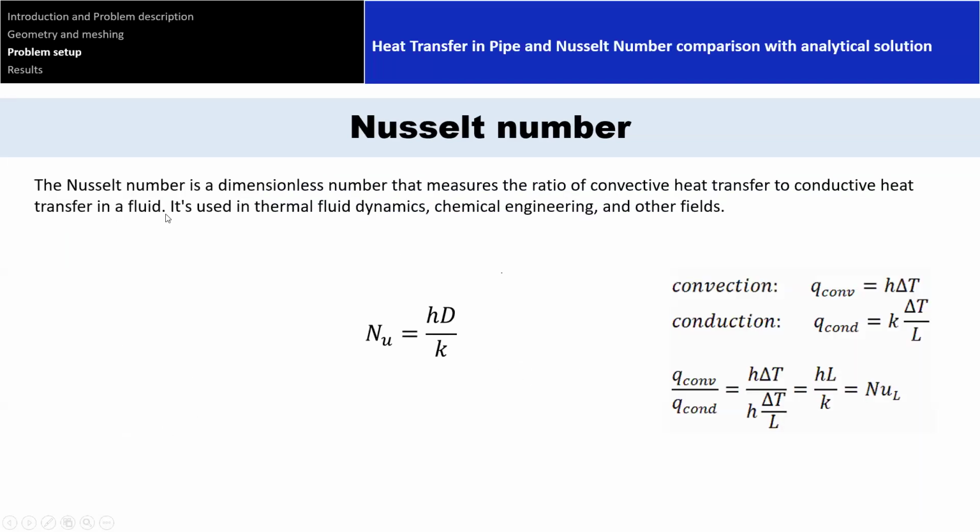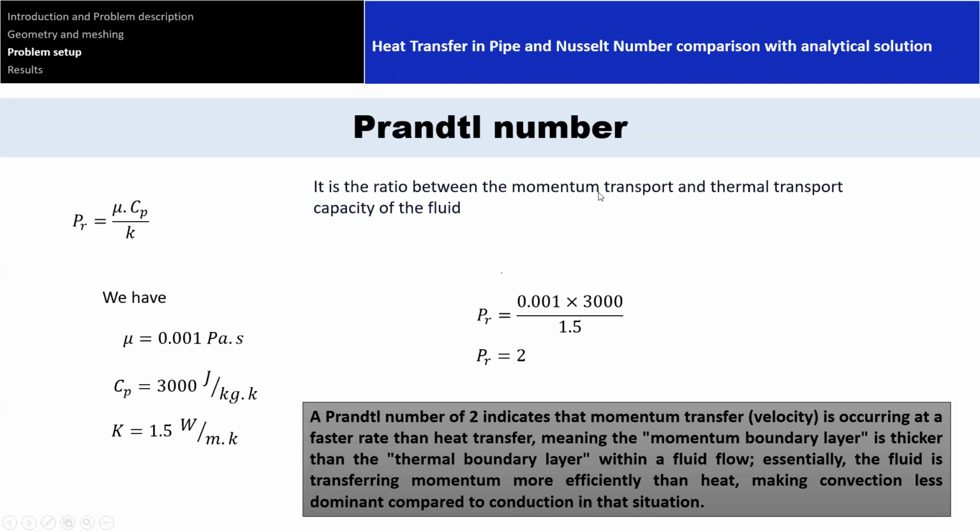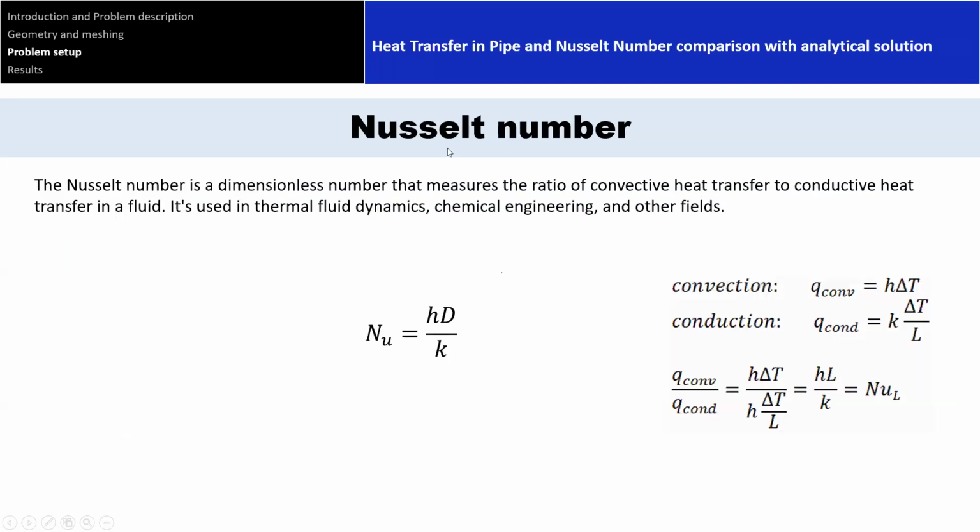Now, the Nusselt number is a dimensionless number that measures the ratio of convective heat transfer to conductive heat transfer. The Prandtl number is between the momentum transport and thermal transport. And this is the Nusselt number, same thing. It's about heat transfer, but the ratio of convective heat transfer to conduction heat transfer.